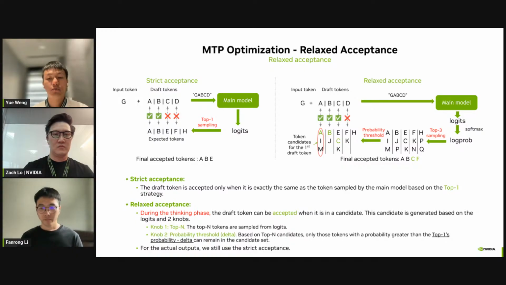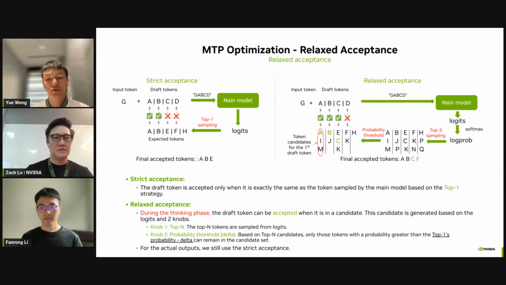Currently, we accept the draft token in a strict way. After the draft token passes through the main model, we sample the logits with the top one strategy, and we get the expected tokens. Only when the expected tokens are exactly the same as the draft token can we accept this draft token. But now we have relaxed acceptance, which is a more aggressive method and only occurs in the thinking phase. When a draft token appears in a candidate set generated by the main model, we consider that this draft token is reasonable and can be accepted.